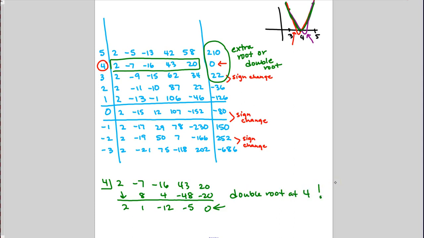So now what do we know? We know we have a root at 4. We know we have another root at 4. So if we're keeping track of our roots, we have 2 of them, and we have 3 more to find. So remember those sign changes? Let's go back to a sign change and try a fraction.